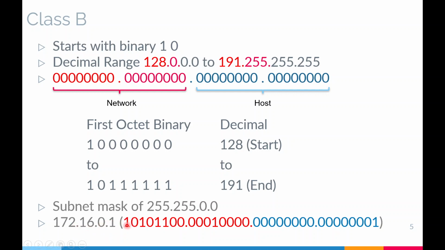172.16.0.1. So this is the network portion and this is the host portion. All right, and the binary conversion, you should be able to do it now if you have followed the first slide correctly.